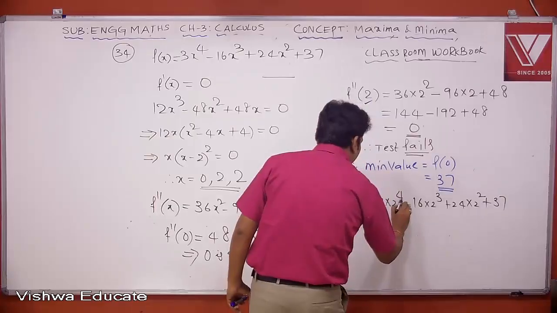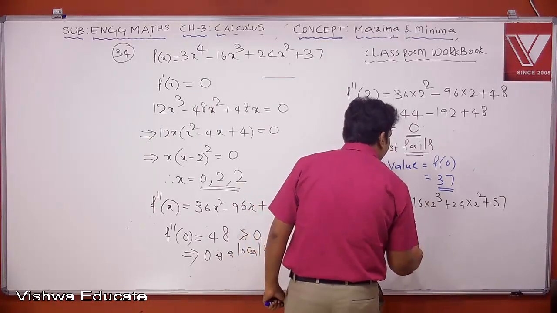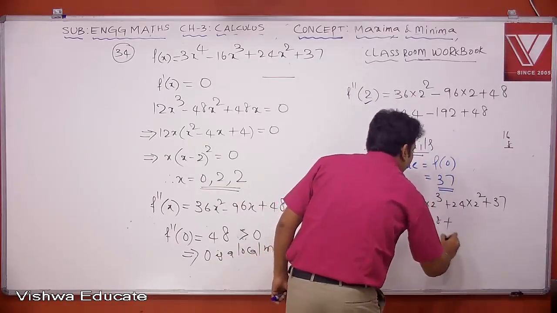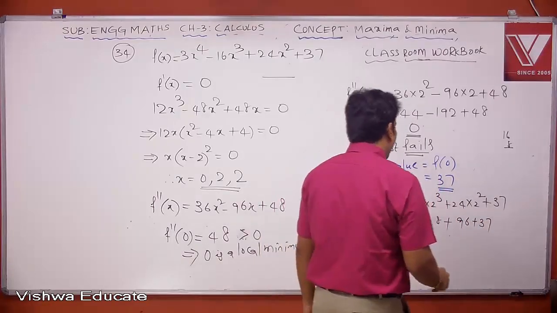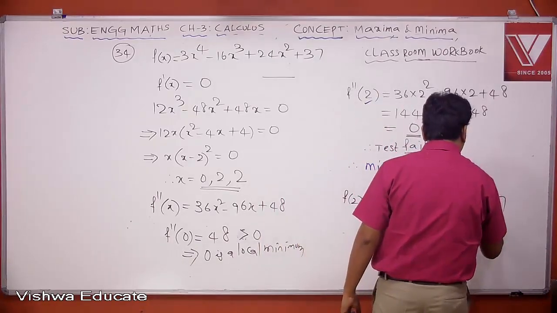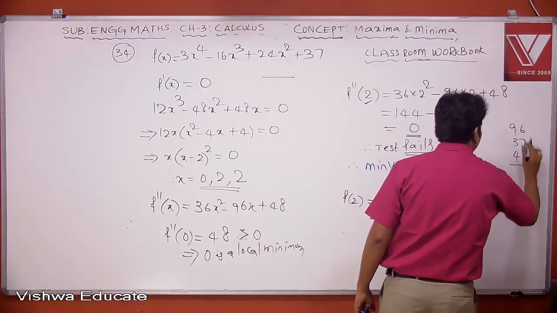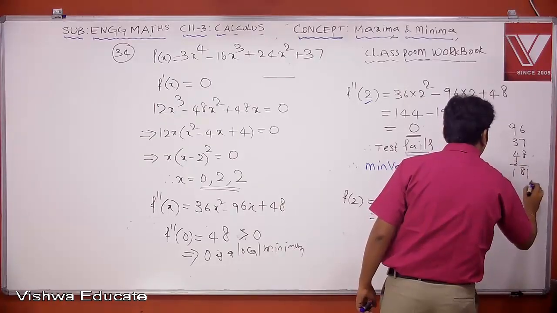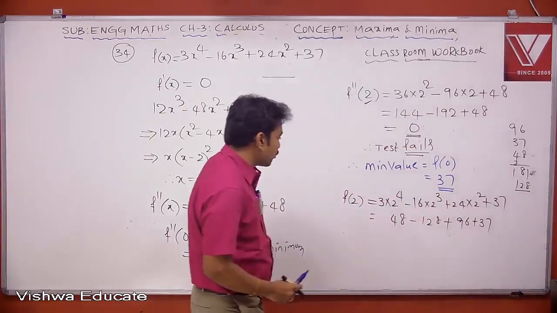Now let us see, this is 3 16s 48, 16 8s 128, plus 24 fours 96 plus 37. Therefore, the result here is 96 plus 37 plus 48. How much is this? 13, 21, 6, 15, 181. So this is 181 minus 128. So the result is, let me check this once.